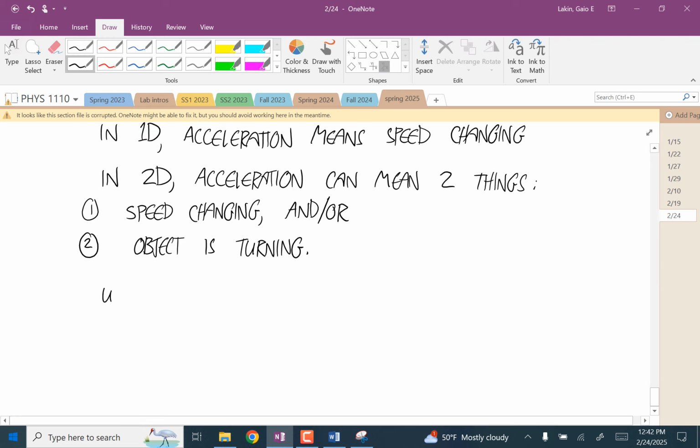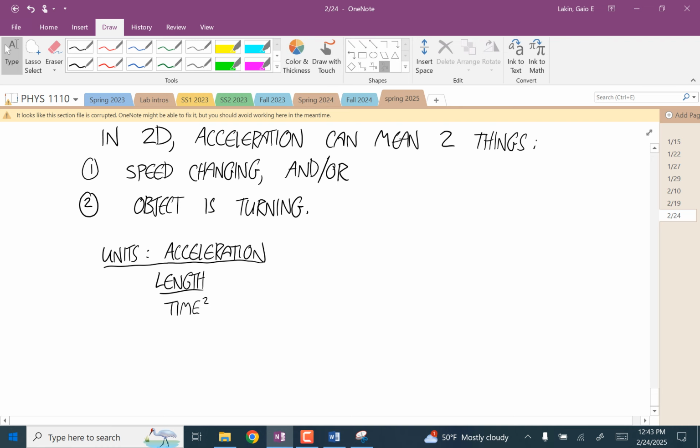The units of acceleration, let me do it in the same format as before. So the units of acceleration are length over time squared, and the SI units are meters per second squared, just like in 1D.